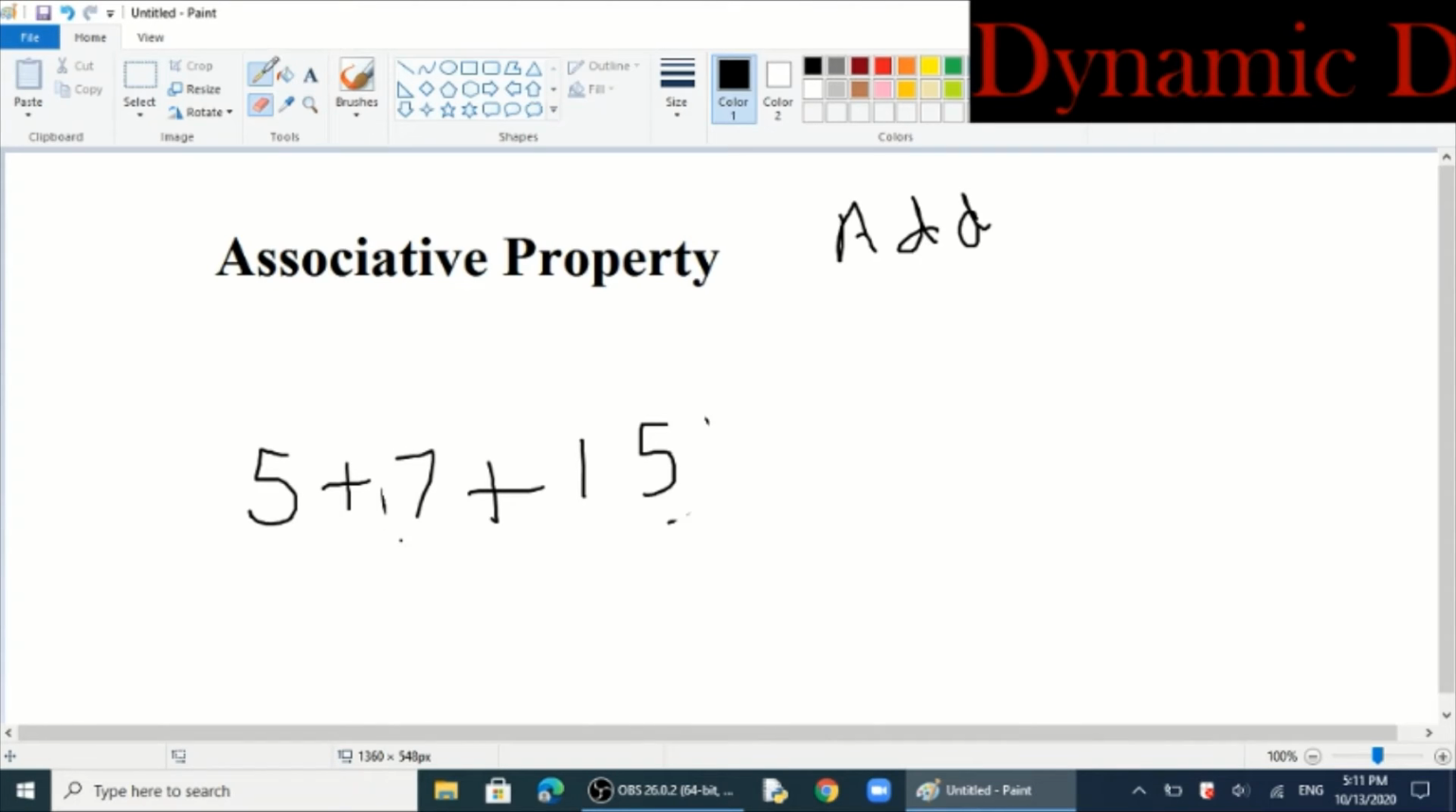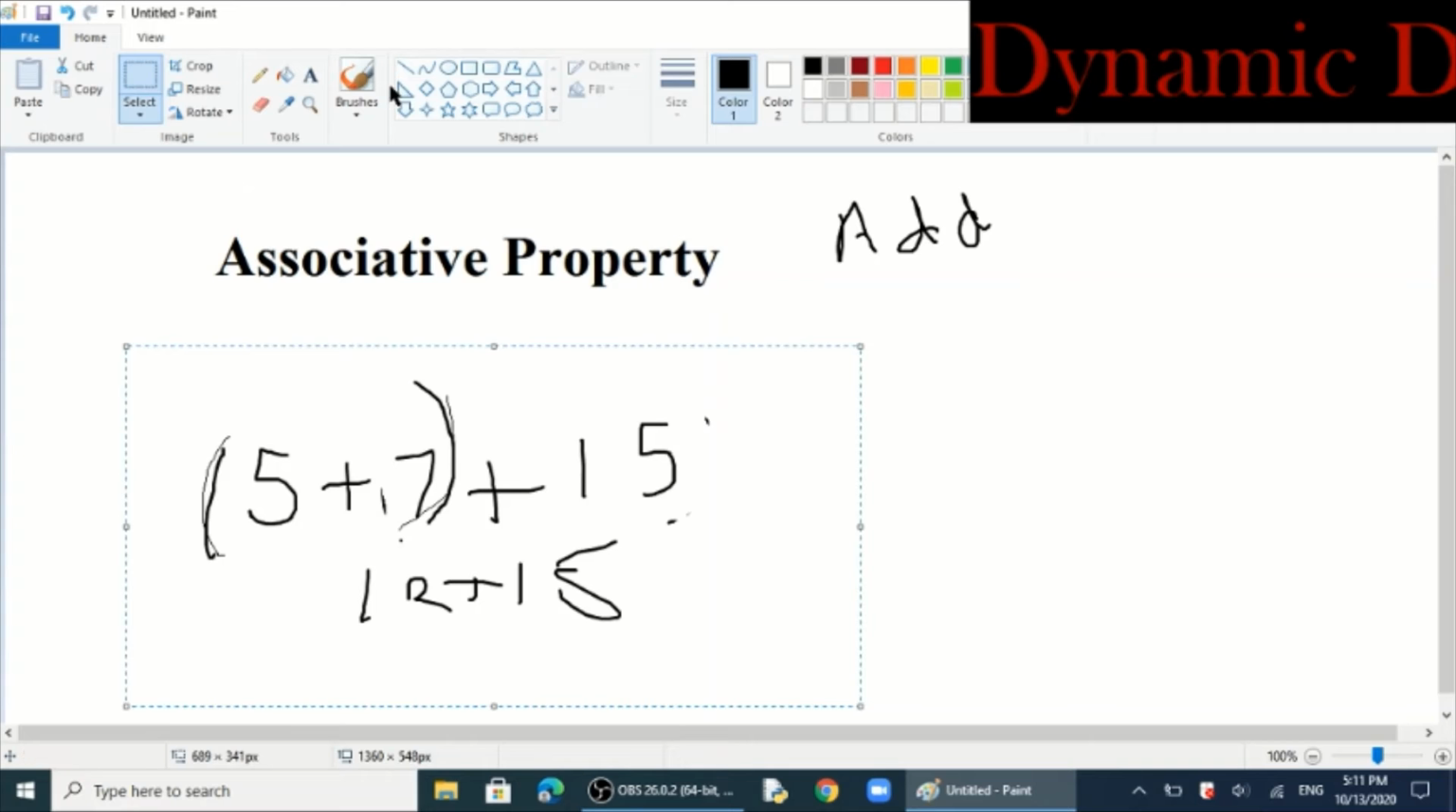Okay? I can erase and make it like that. And let me change my, sorry. So I can make it 5 plus 7 equals 12 plus 15. I know you didn't understand. I'll show you another example. Let's just delete that.